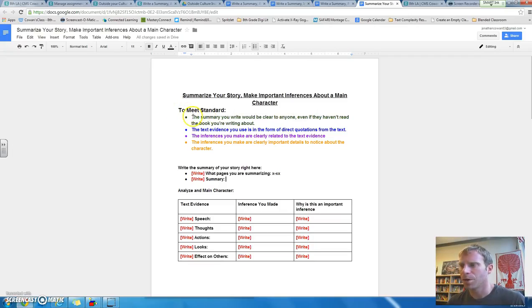So to meet standard, you need to have a summary that is clear to anyone, including me, because I may not have read your book so far. So when you summarize the pages that you've read, the way you write needs to be clear to me about what it is that's happening in the text and who you're talking about that's in the text. Text evidence that you use needs to be in the form of a direct quotation from the text.